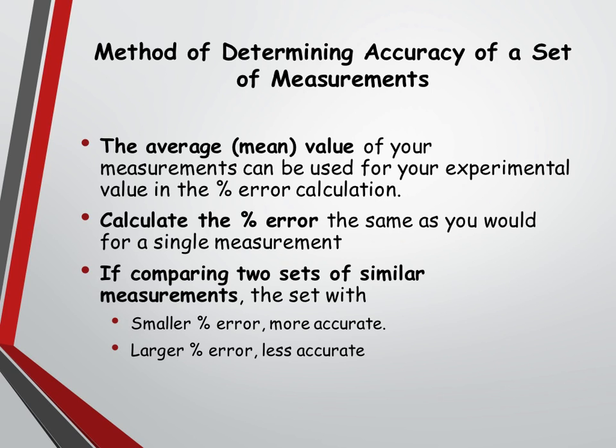And then when we compare two sets of data or two sets of measurement data, the set with the smallest error is going to be more accurate. The larger percent error is going to be less accurate.